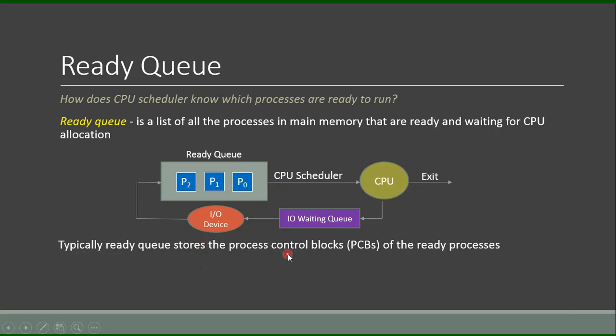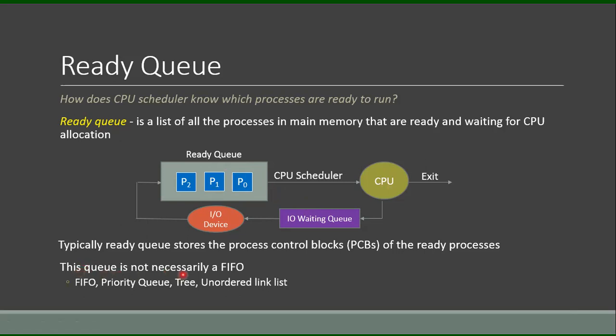the ready queue stores the process control blocks of the ready processes. Remember, these are not the process codes, nor the process instructions. The ready queue contains the process control blocks of all those processes which are in the main memory and are available for execution.